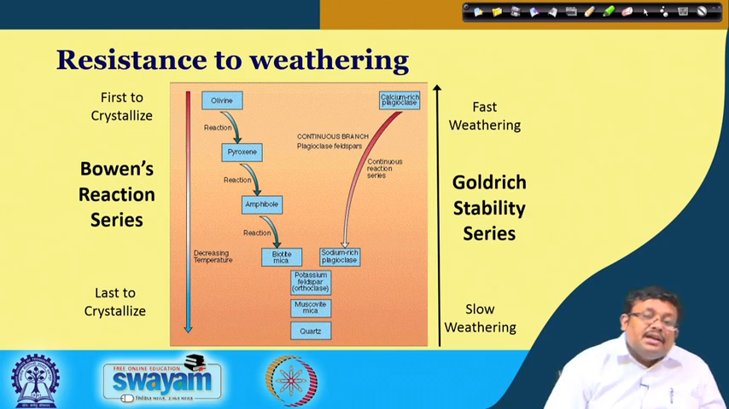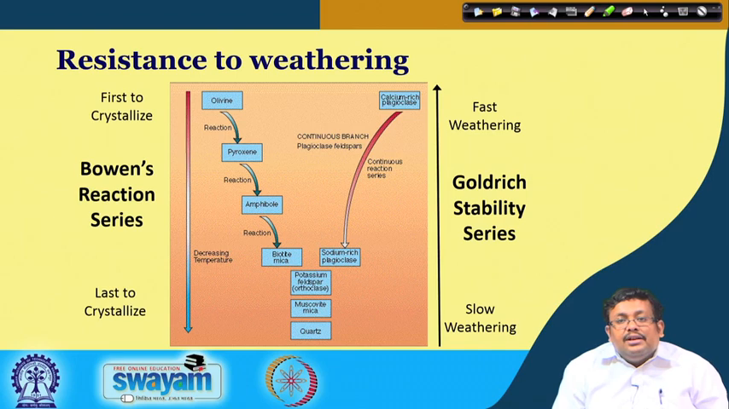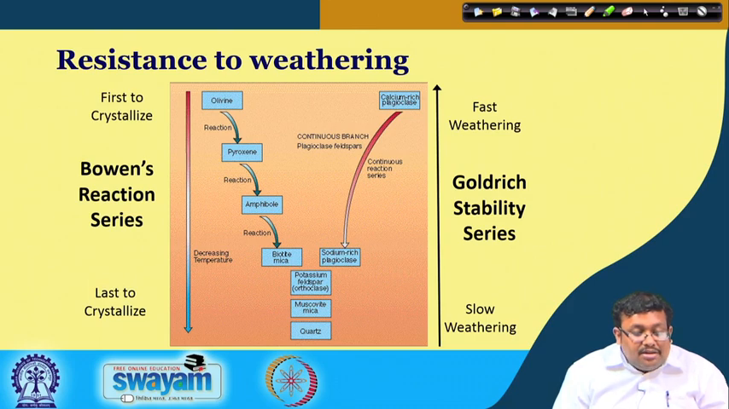So, as you can see from here, olivine is the first mineral which crystallizes from the molten magma, followed by pyroxene, followed by amphiboles, and then biotite mica, potassium feldspars, muscovite mica and quartz. And similarly, from calcium rich plagioclase feldspars to sodium rich plagioclase feldspars. Plagioclase feldspar is a series of feldspars. Now, as you can see, this is the chronological list of minerals which will crystallize from molten magma.